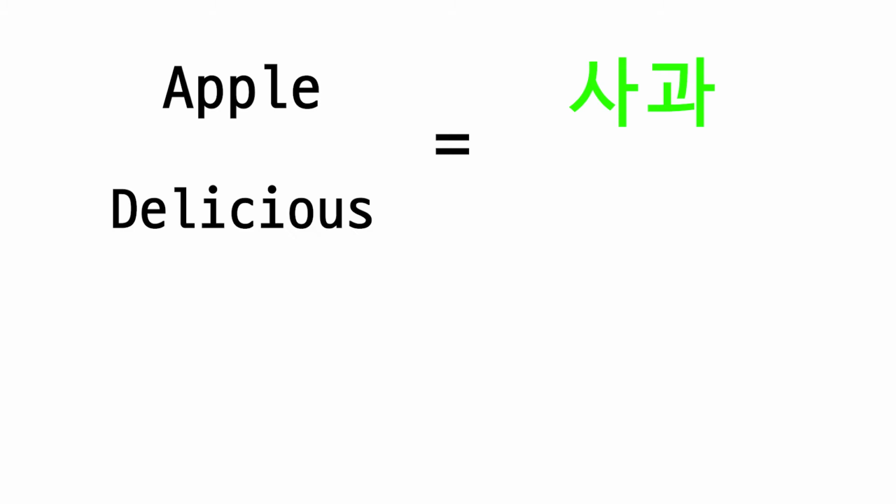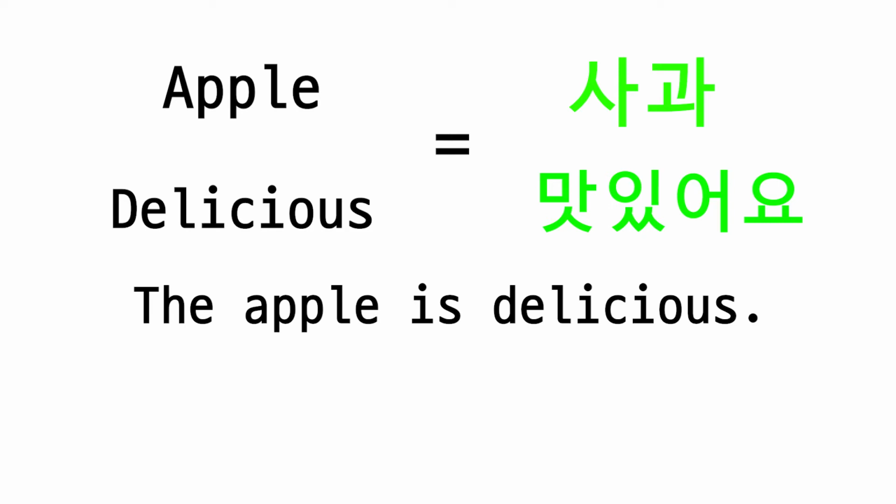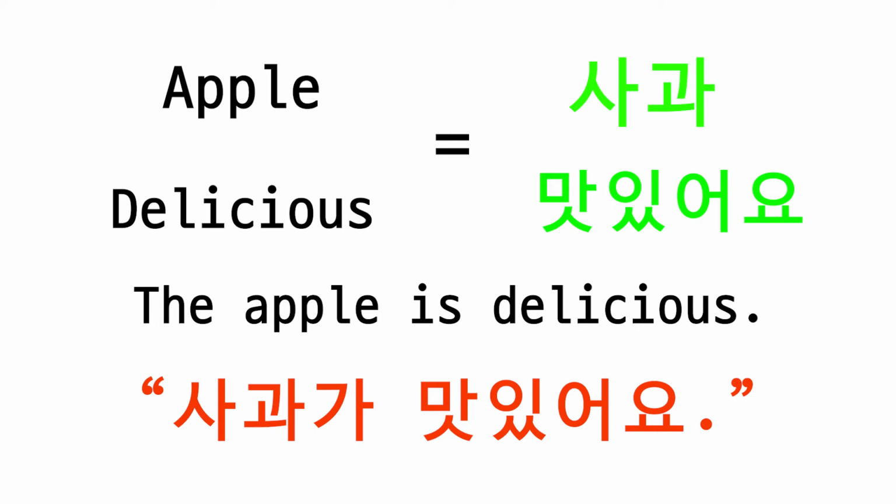Let's say the apple is delicious. Apple in English and 사과 in Korean. How about delicious? Delicious in English and 맛있어요 in Korean. So how will you say the apple is delicious? You will say 사과가 맛있어요. One more time, 사과가 맛있어요.